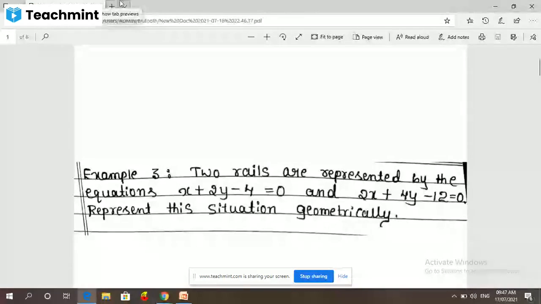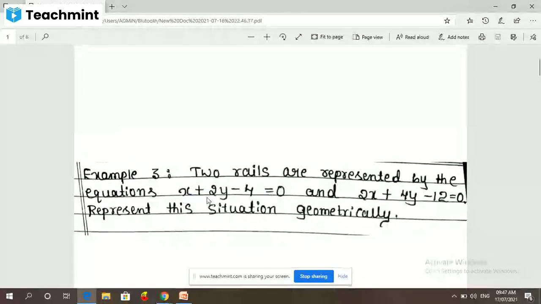Yes. Now look at this example 3. Two rails are represented by the equations x plus 2y minus 4 is equal to 0 and 2x plus 4y minus 12 is equal to 0. Represent this situation geometrically. Here they have asked only geometrically. Why? Can anyone give the reply? See here, two rails are represented by the equations x plus 2y minus 4 is equal to 0. These equations are in the standard form here.